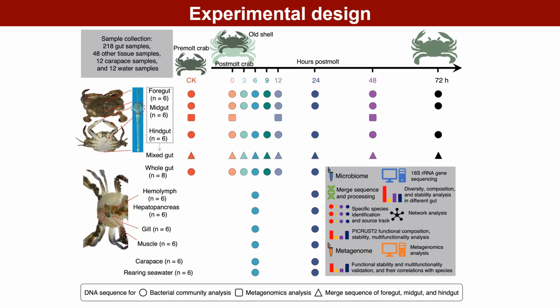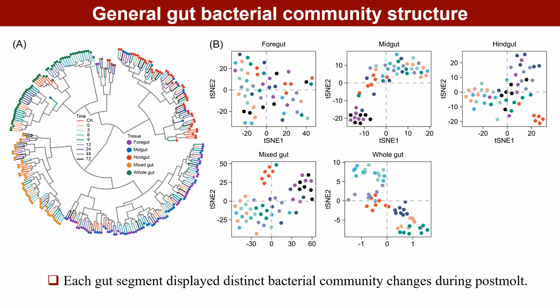In this study, we investigated the bacterial community dynamics and differences across gut segments of the swimming crab after molting using 16S rRNA gene amplicon and shotgun metagenomic sequencing. We found distinct bacterial community compositions in different gut segments compared to the whole gut.